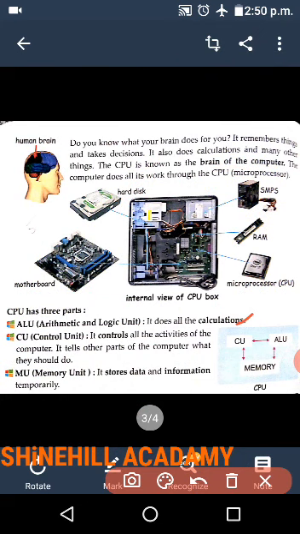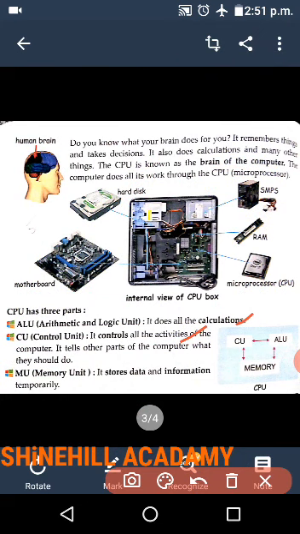Next one, CU. CU means control unit. It controls all the activities of the computer. It tells other parts of the computer what they should do. So the control unit controls all the activities of the computer.